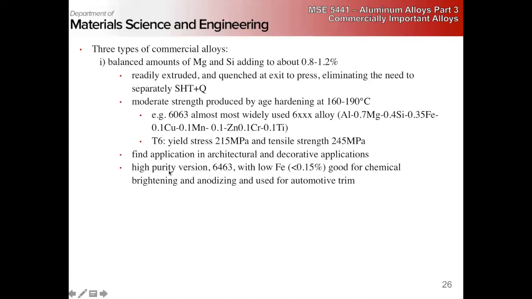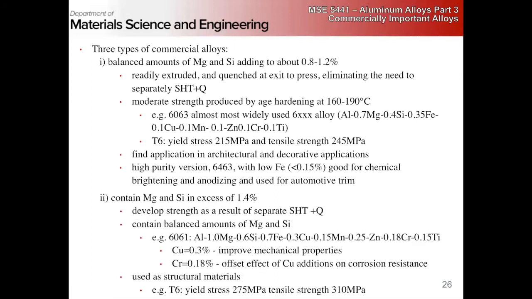Architectural decorative applications, high purity version 6463 has a lower Fe, which is used typically in the anodized state, often for automotive trim or other cases where you want anodized aluminum. Right, and remember, anodizing is growing an oxide film on it through electrochemical means of a certain thickness so that it appears a certain color. Right, 6061, another really common one.